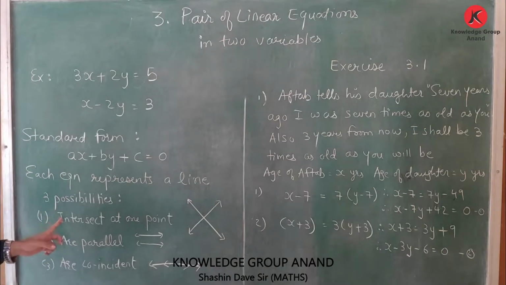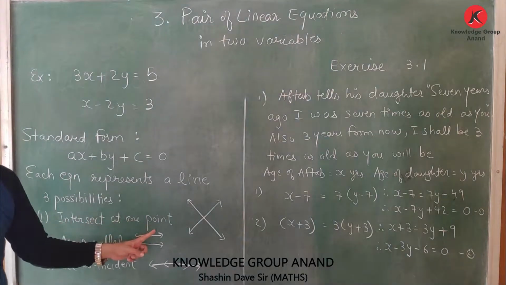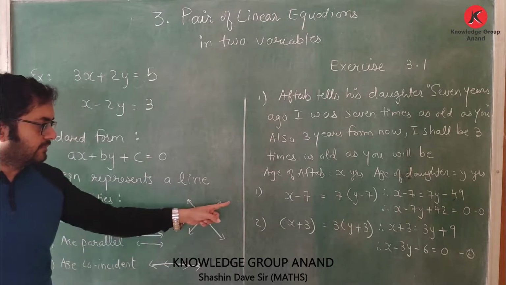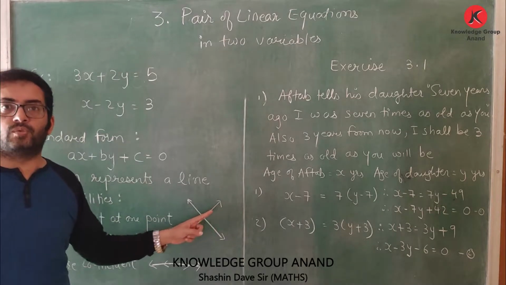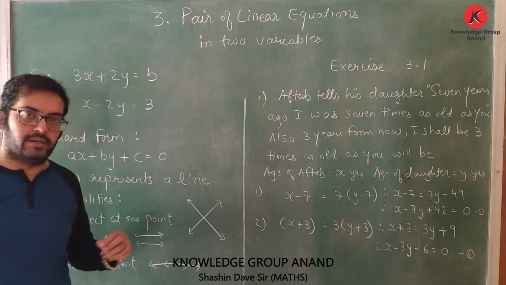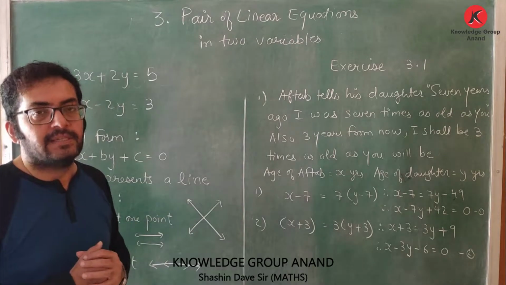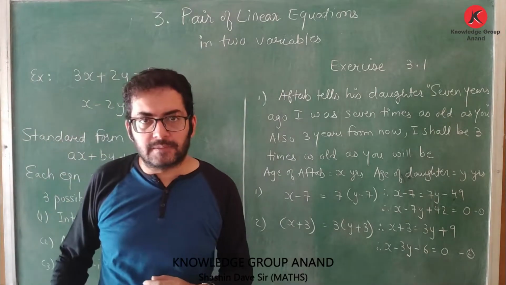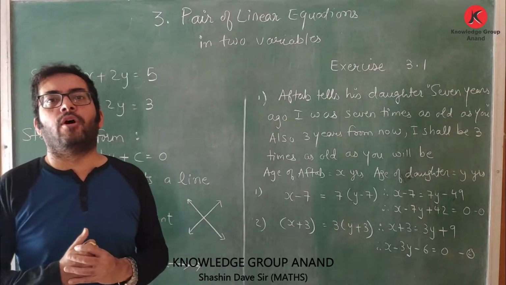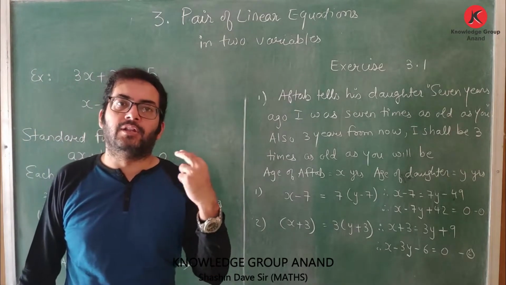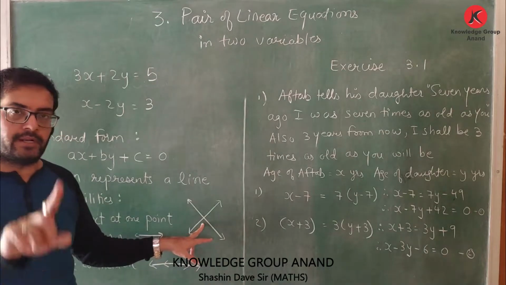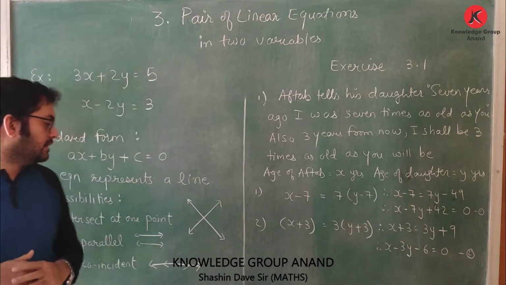First, those two lines will intersect at one point. So this is one line, this is another line, and these two lines are intersecting at one point. So the first possibility is that when you express these equations in the form of lines, you will get two lines and those two lines might be intersecting at one point. That is possibility number 1.